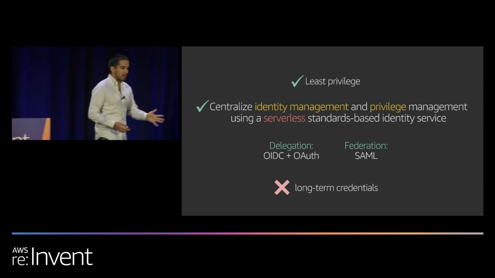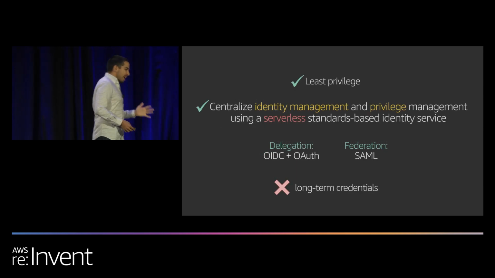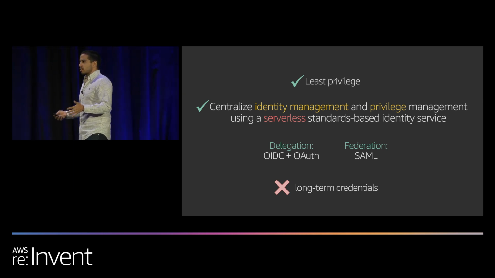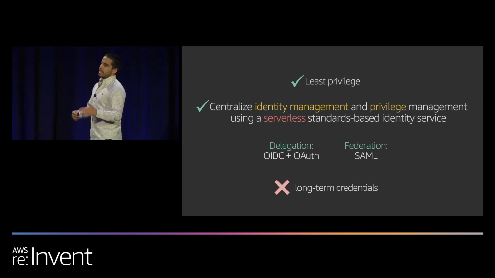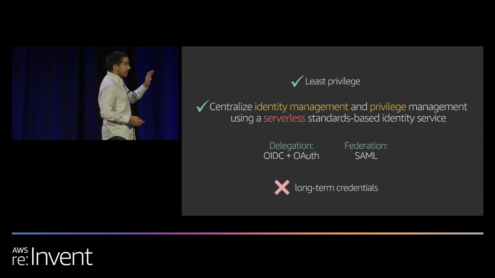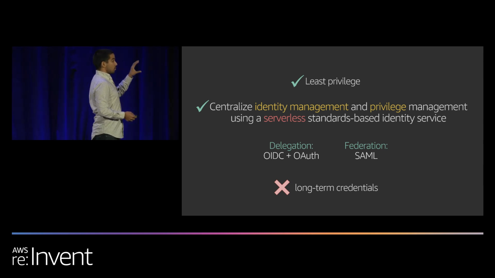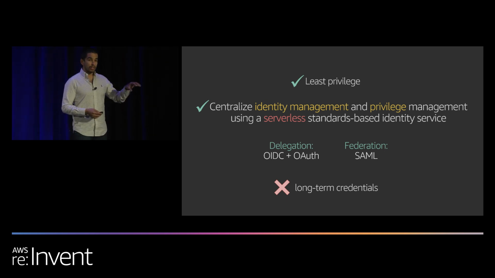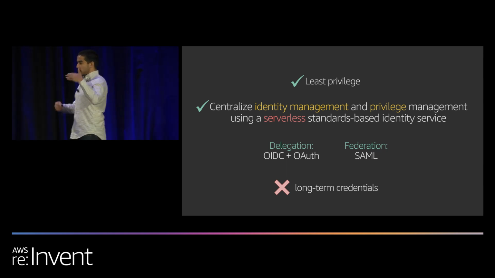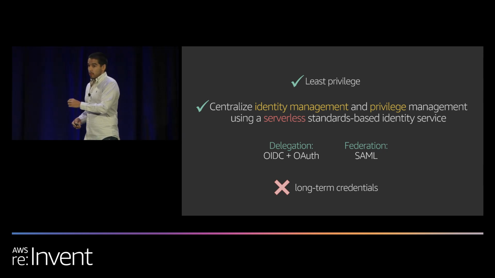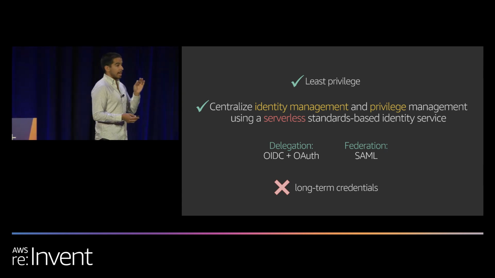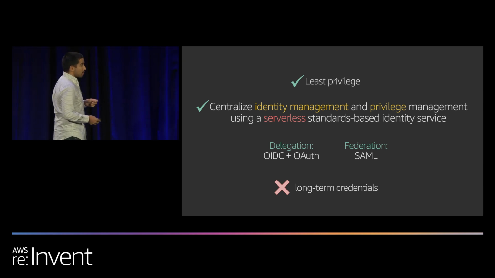So in summary, the first principle we talked about is you should have a strong identity foundation. Consider centralizing identity management or using a serverless, standards-based identity service, and also centralizing privilege management with AWS IAM. This, in turn, is going to force you, when you're centralizing, to use delegation or federation, depending on where your users' information is stored, if it is stored somewhere else. And finally, it's also going to force you to avoid or eliminate your reliance on long-term IAM credentials, which are a common attack vector. So that's principle number one.